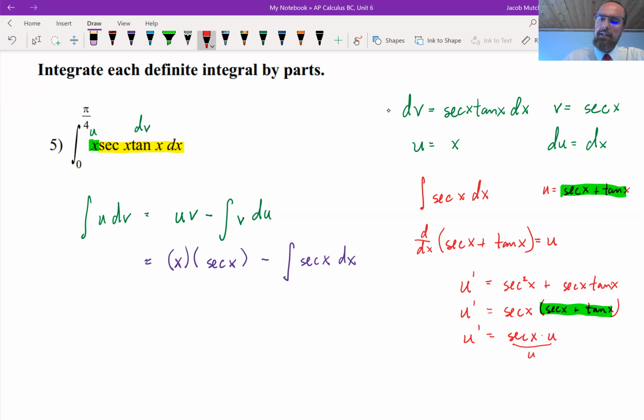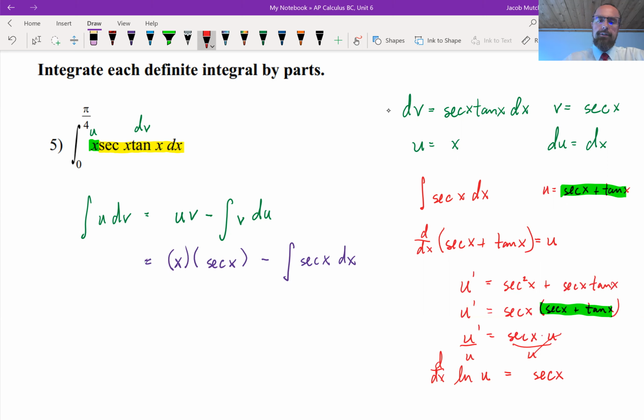And then if I divide, I get this structure on the left, the derivative of u divided by u. Well, that's the same pattern that I would use for the natural log of u, and that's going to equal the secant of x. In fact, this is going to be the derivative of natural log of u.